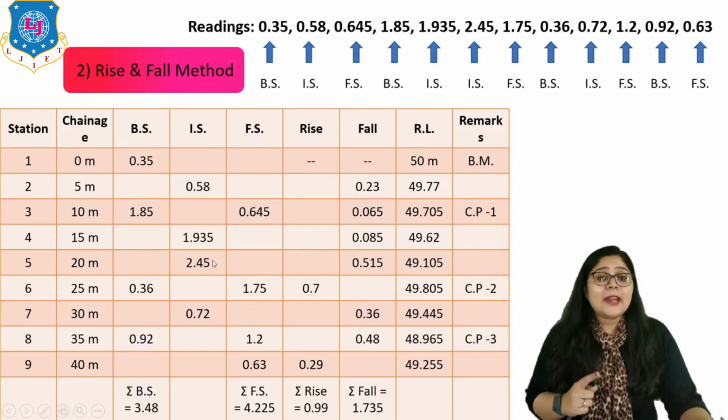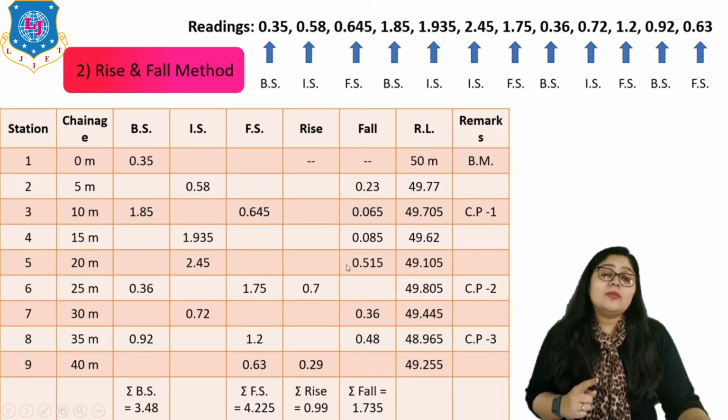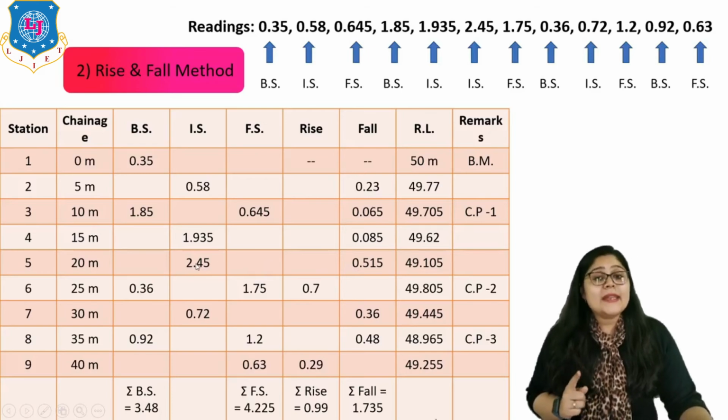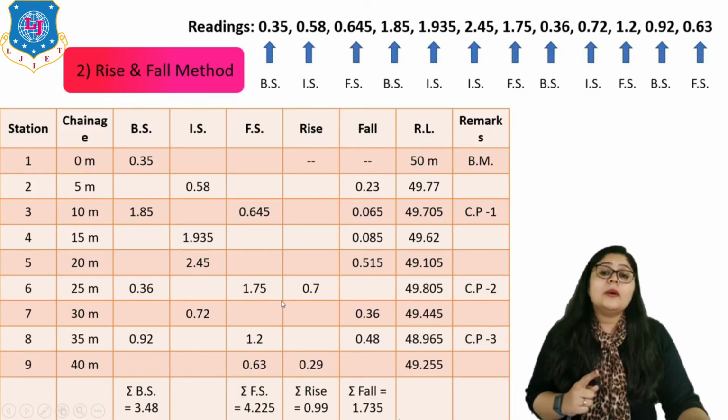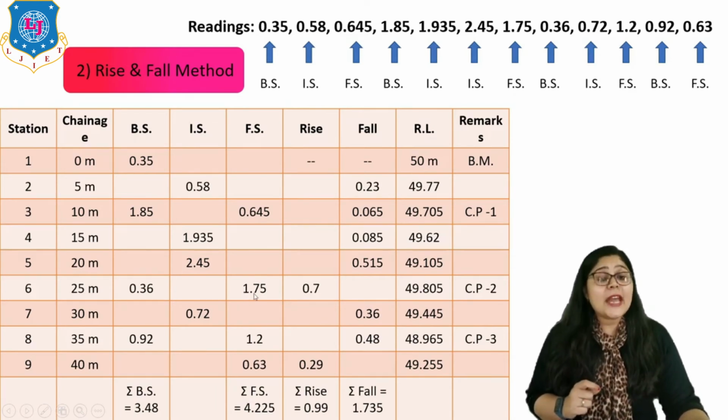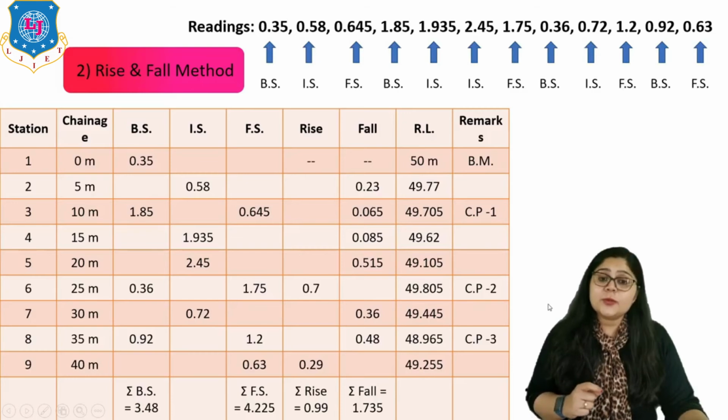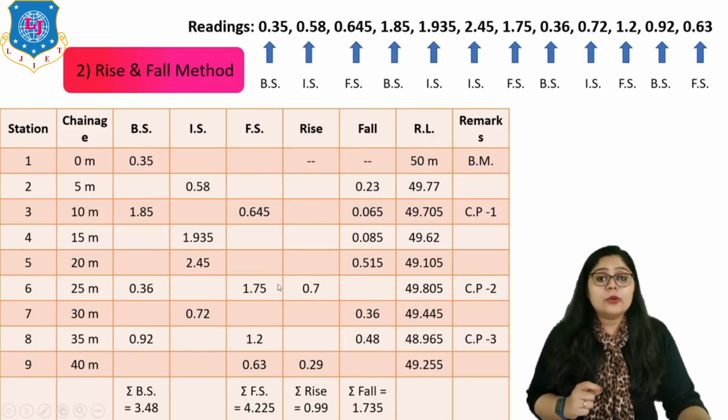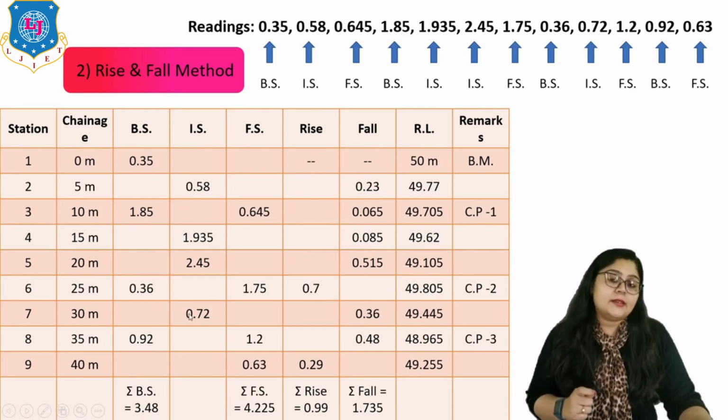Again, IS minus IS, whatever the value, negative value. So I am getting my fall. Again, IS minus FS, which will be a positive value, as you can see over here, 2.45 minus 1.75, which is 0.7. So it is a rise. Whenever the FS comes, it means this is the change point. It is indicating I have to stop here, and for my next setup, I have to do BS minus IS or IS minus FS, right?